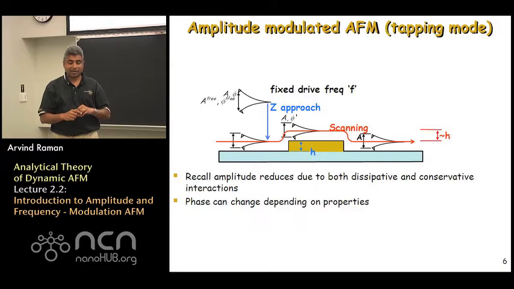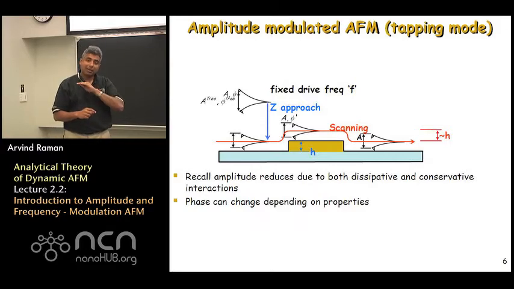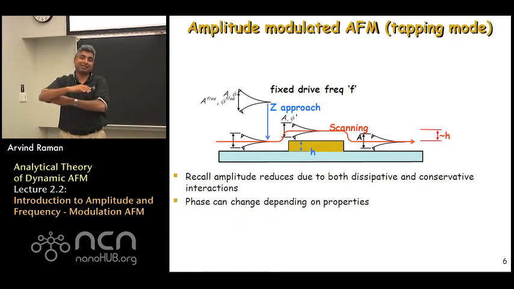So in this simple sketch, the red curve is the curve that you would move up and down along in order to maintain a constant oscillation amplitude as you interact with the sample. And that red curve is effectively rendered as a topography of the sample.